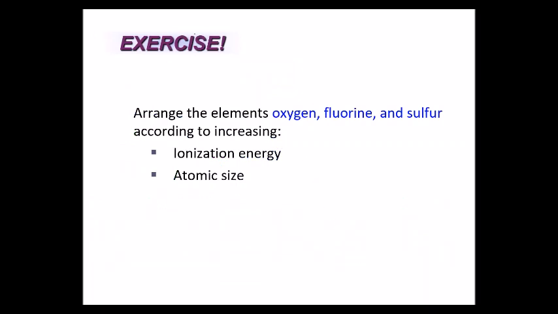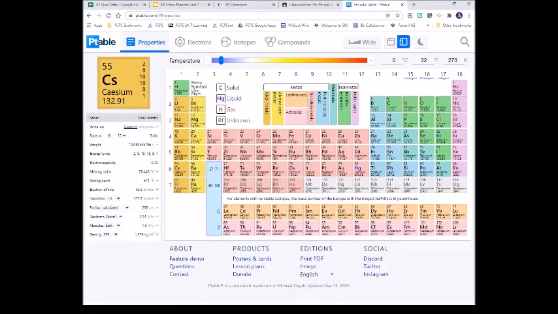All right, quick exercise. Let's look at atomic radius and ionization energy. So, oxygen, fluorine, and sulfur. We definitely need to look at our periodic table. We need to find oxygen, fluorine, and sulfur. As you can see, they typically group these elements together in a question like that, so you have an easy reference point. We see them all over here in this upper corner together.